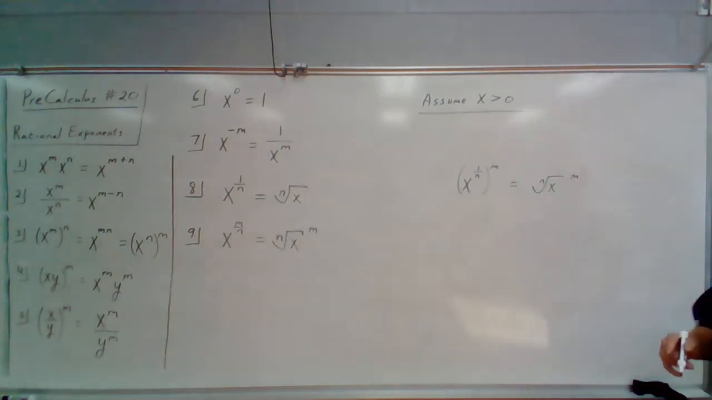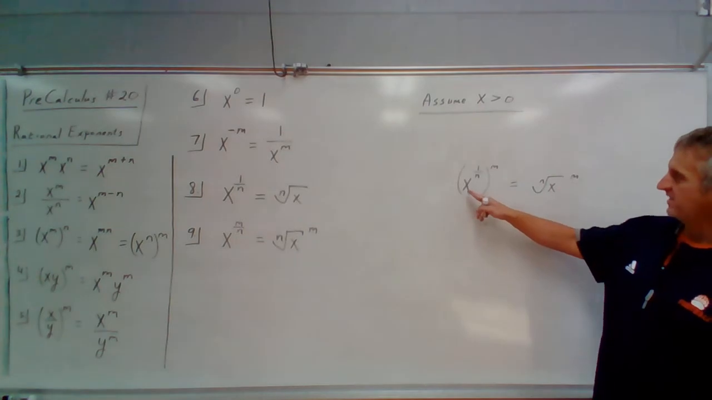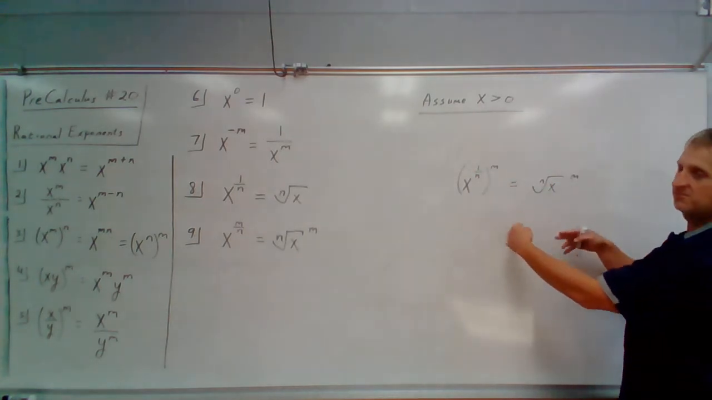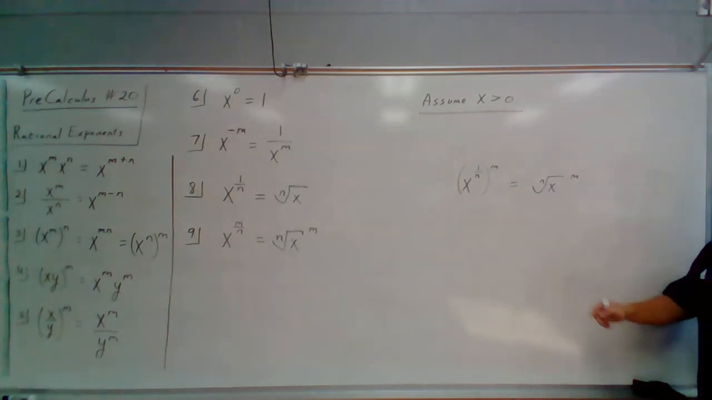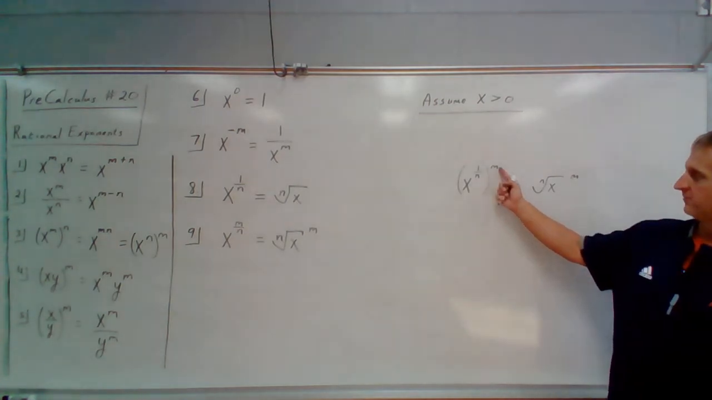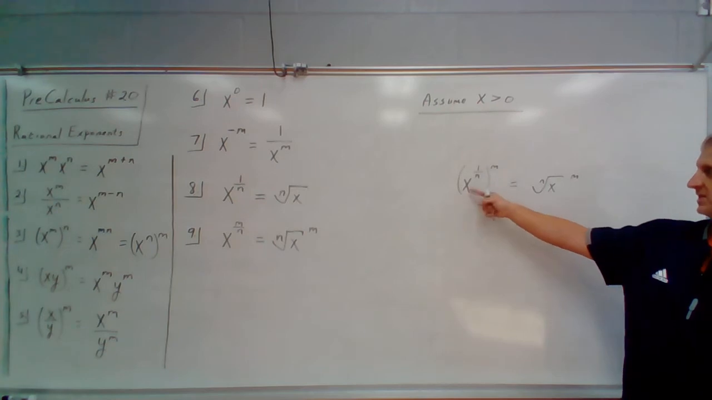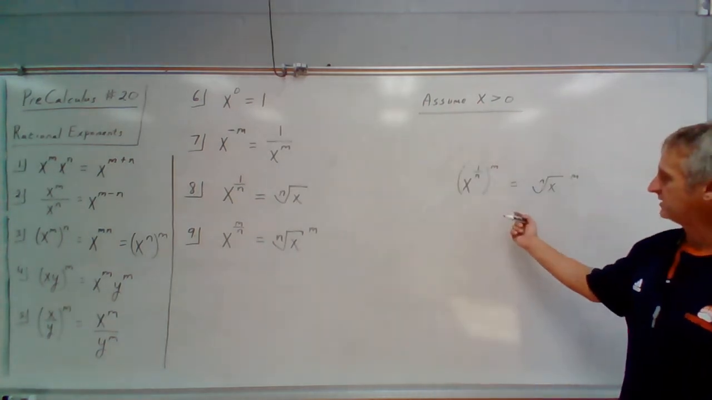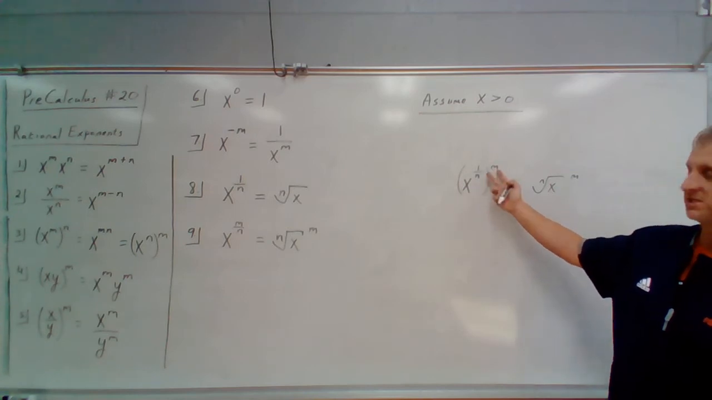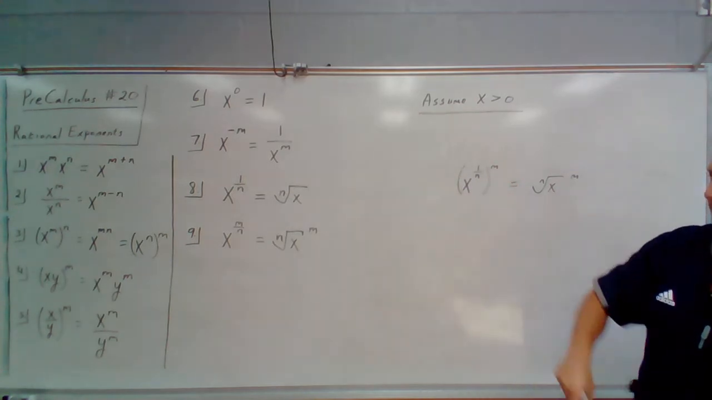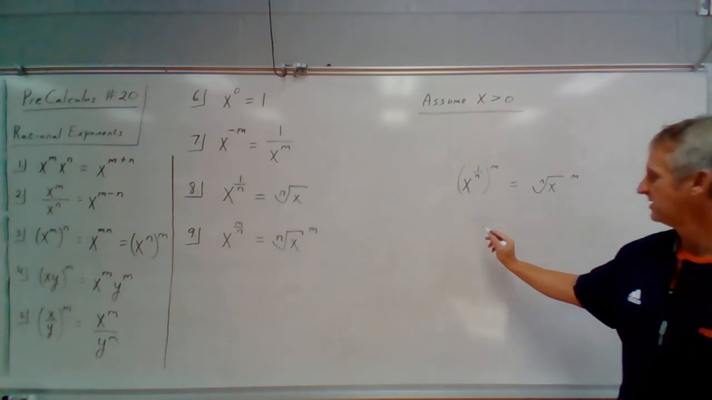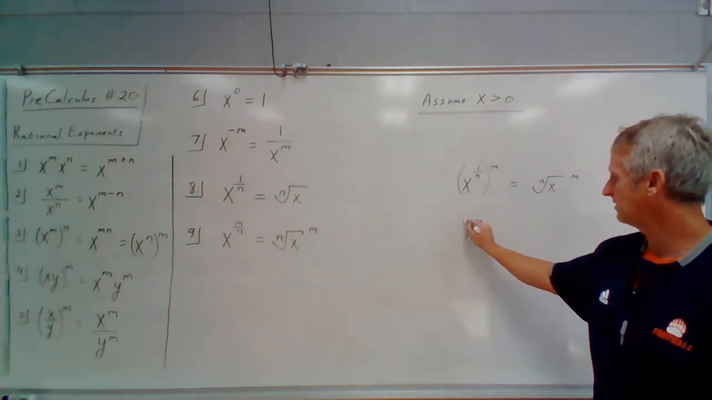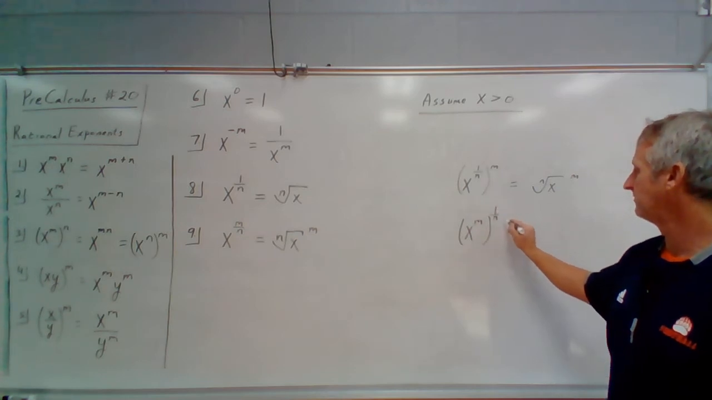All right, so one last rule to note here. I have x to the 1 over n raised to the m. That's equal to the nth root of x to the n. That's how we proved the last one. And of course, 1 over n times m is x to the m over n, which is our rule here. But notice that I can switch these two around, as we talked about in rule number 3 over there on the board. So this is also equal to x to the m raised to the 1 over n.